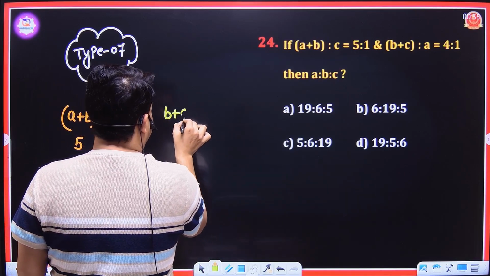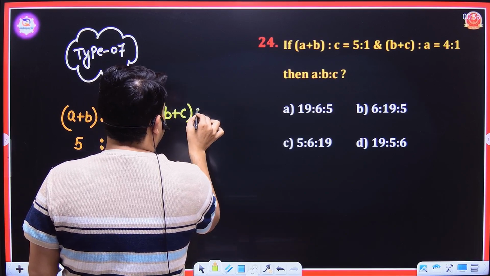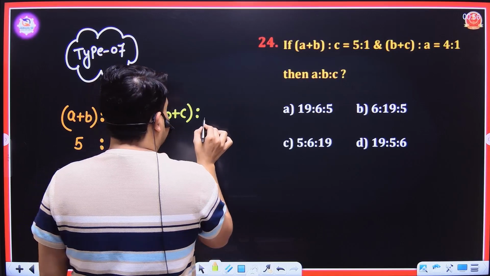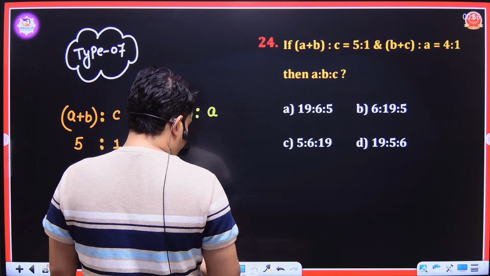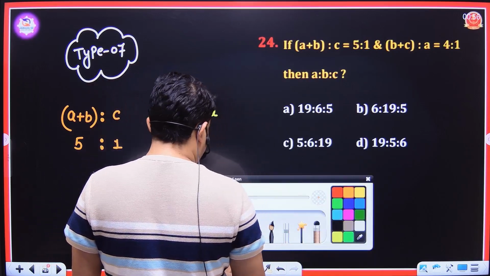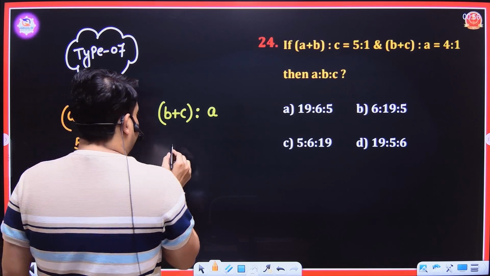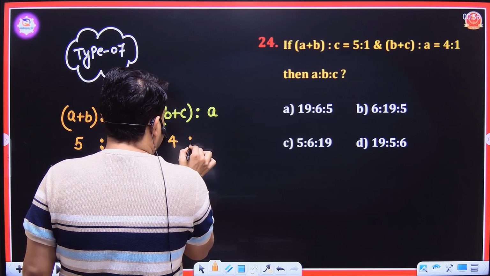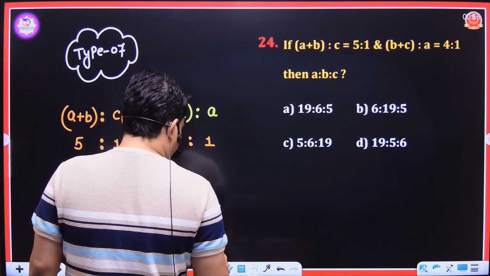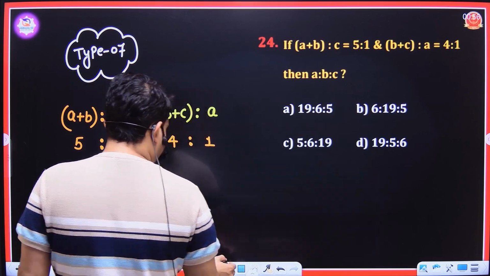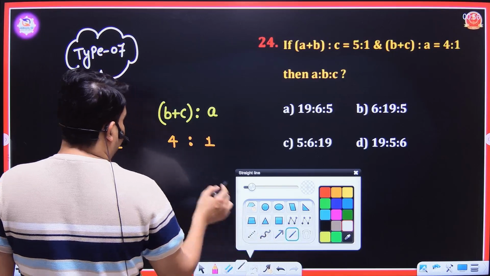There are many methods to solve this question, but I have a particular method which is the only way to solve this question in a single step or in a single attempt. What my trick is, I will follow it here. First of all, I will divide them.